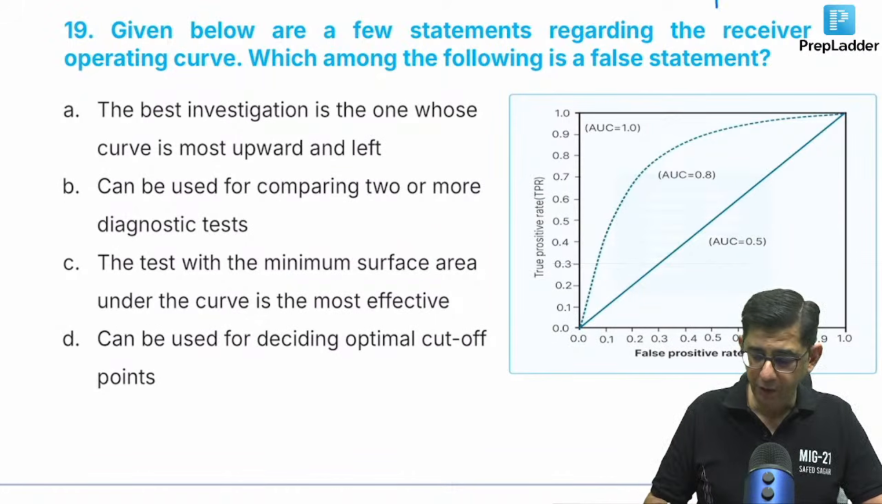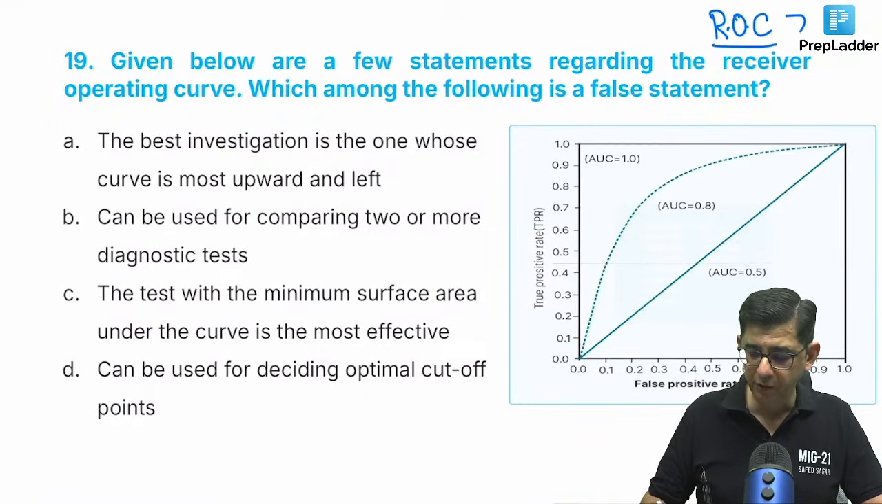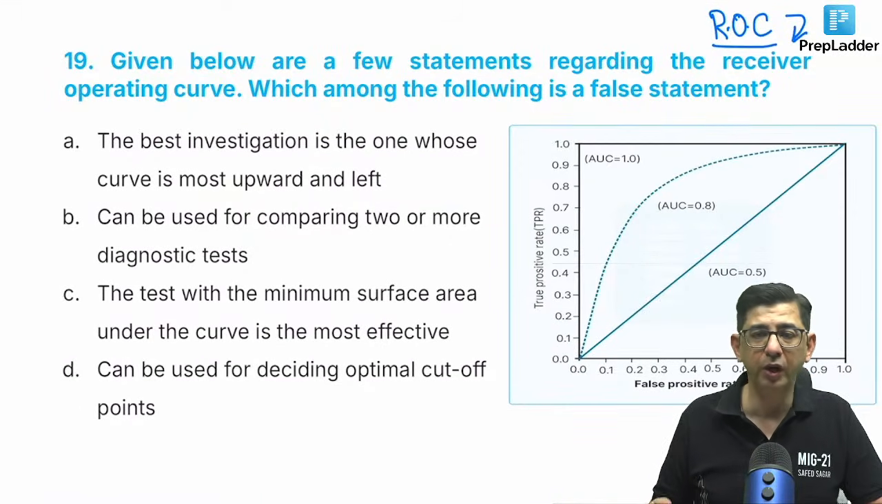ROC, receiver operating curves. They are always used to determine the thresholds. ROCs are receiver operating curves. We use these curves to determine what is the best investigation. Like we say, that screening test for pulmonary embolism, D-dimer; the investigation of choice is CTPA.